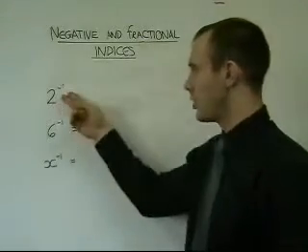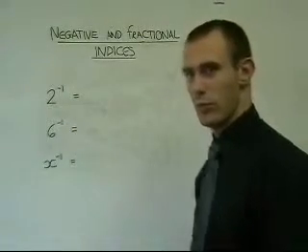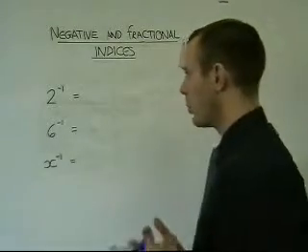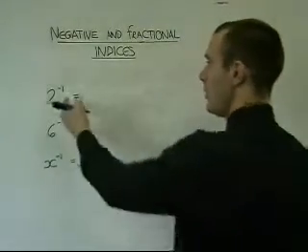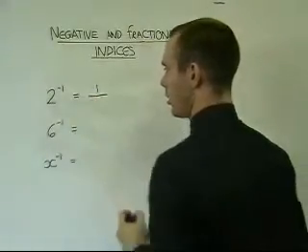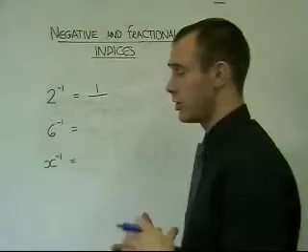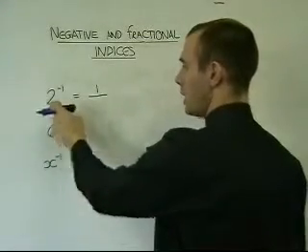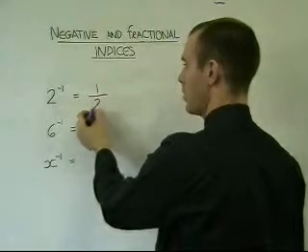When we see numbers with negative indices, we need to know what to do with them. We're often asked in exams to evaluate these, which means write them out without the negative signs. When we have a negative sign like this, that means we have a 1 over the top of something. It's always going to be 1 on the top because we have the minus sign, and then 2 will go on the bottom in this case.